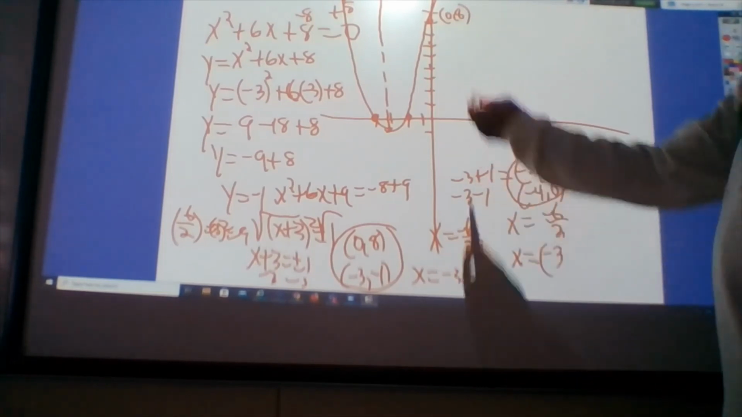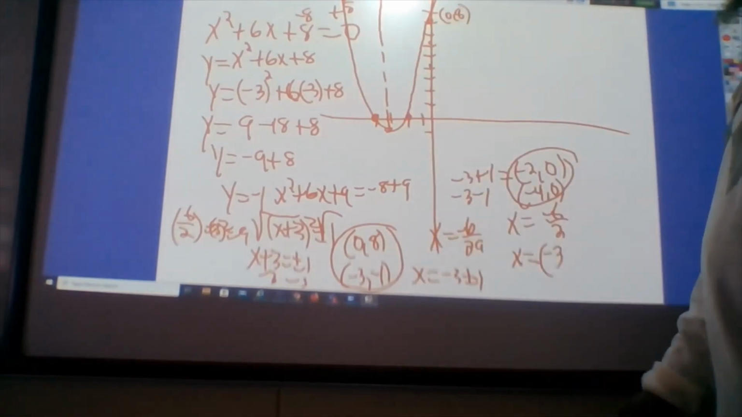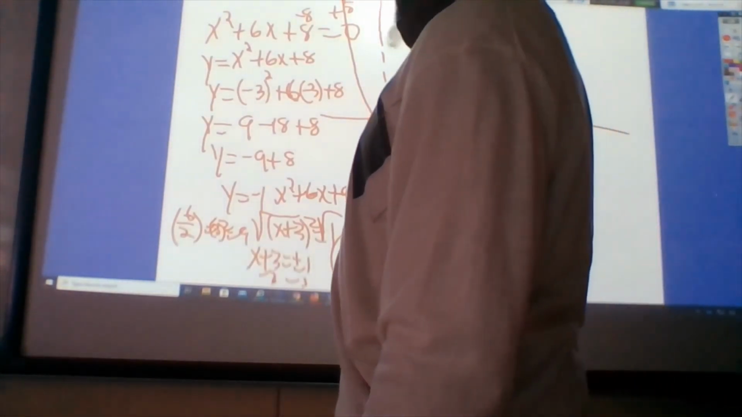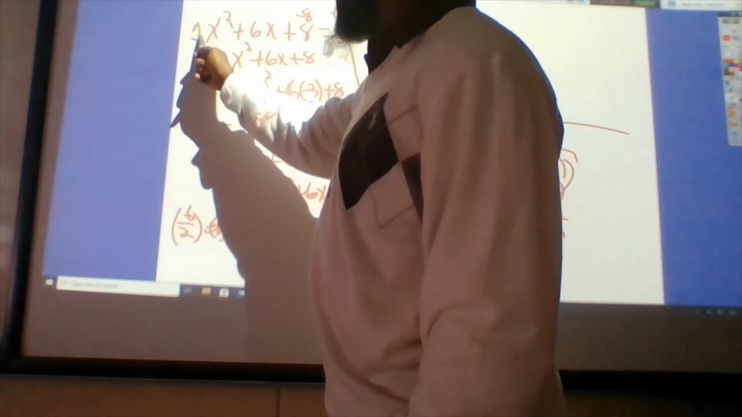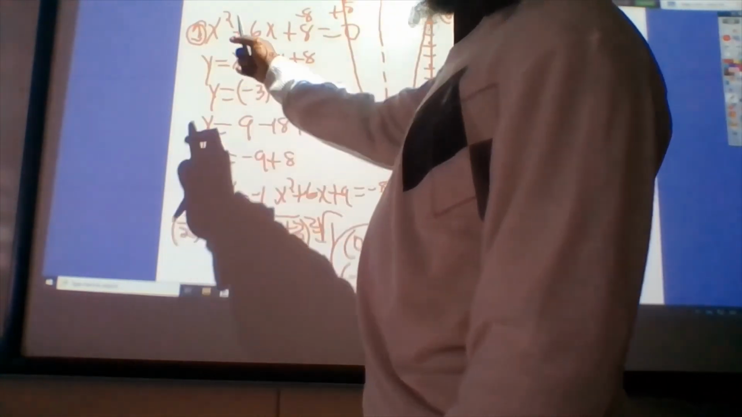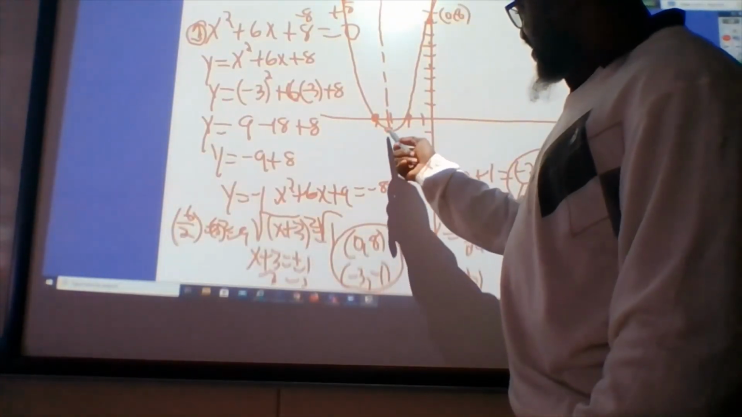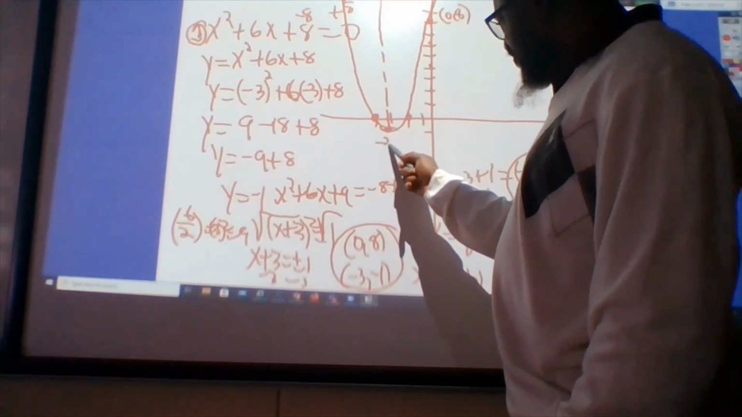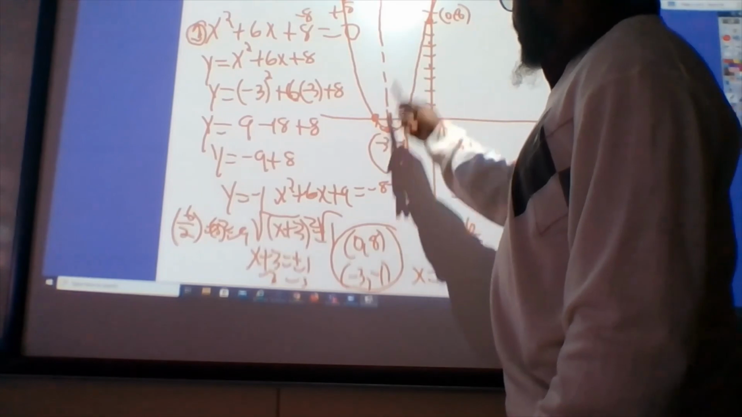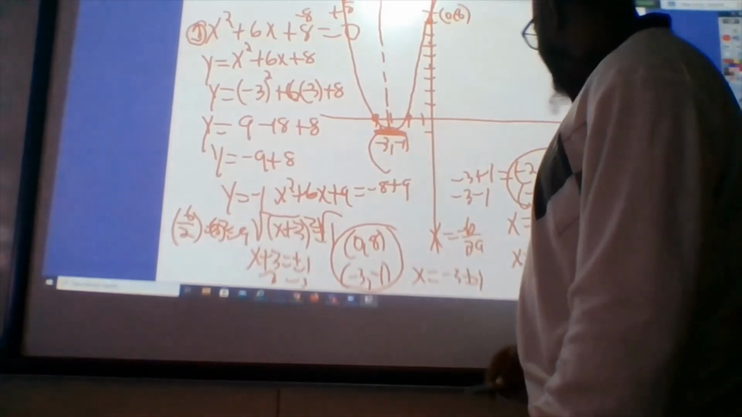So we will have a special lesson on graphing. This is a preview, right? And one way you will know that it is going up is because A is 1. A is positive 1. When A is positive, it is going up. If A was negative, it would have gone down. In this case, since A is positive, the vertex (negative 3, negative 1) is the lowest point of the graph. Anything has to be above it. So this is the lowest point, the tip of the graph.